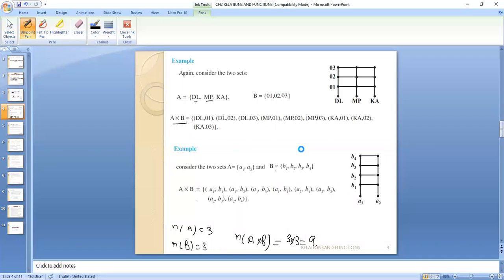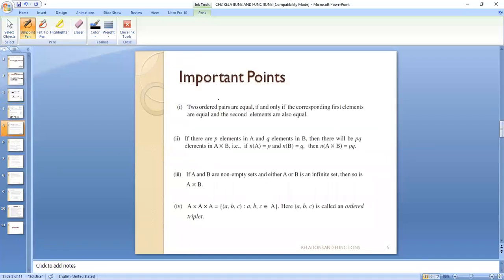This is the Cartesian product. Then what are the important points? Two ordered pairs are equal if and only if the corresponding first elements are equal and the second elements are also equal. Like if I am saying (1, 2), it will be equal only if the first element 1 is equal to 1 and the second element 2 is equal to 2. Two ordered pairs are equal if and only if corresponding first elements are equal and second elements are also equal.